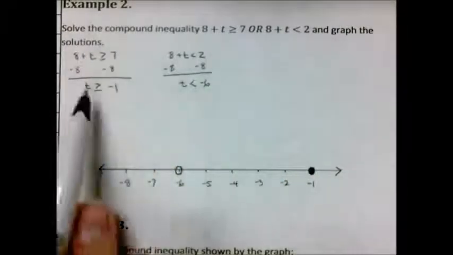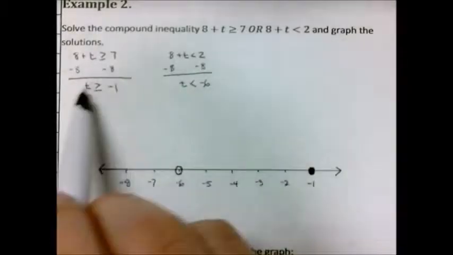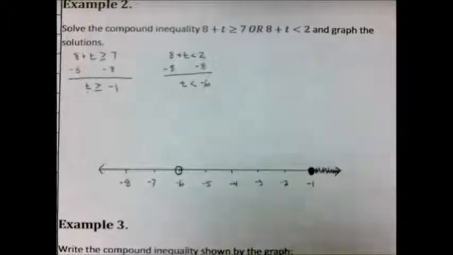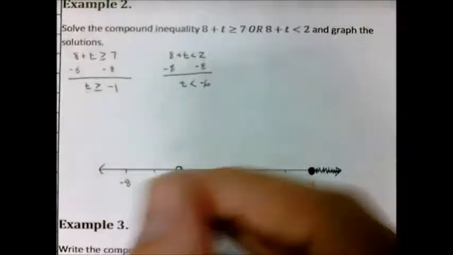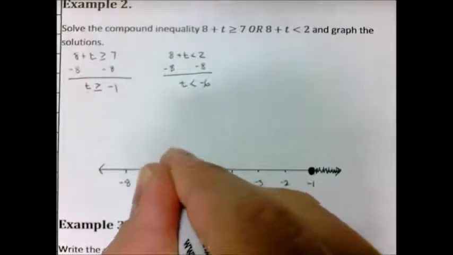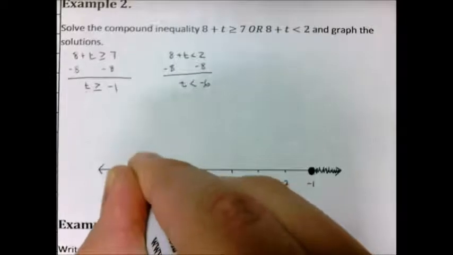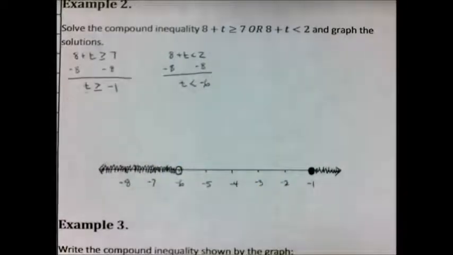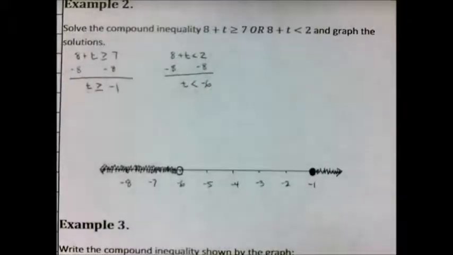Now, if we were to graph each of these individually, t is greater than or equal to -1, so values to the right of that would make that inequality true. And t is less than -6, so values to the left of -6 would make those true. So we have now graphed an or inequality by placing the two points and then splitting those in opposite directions.